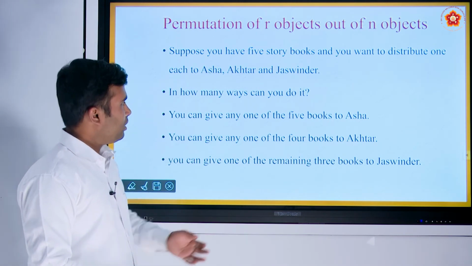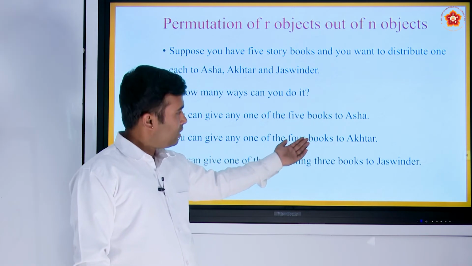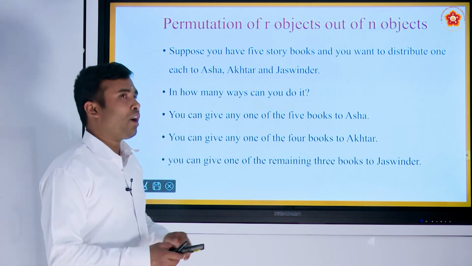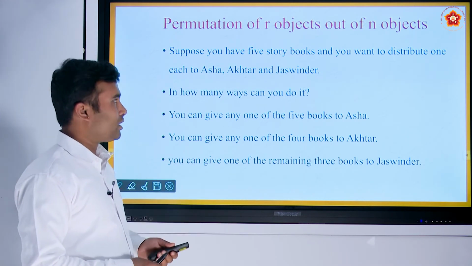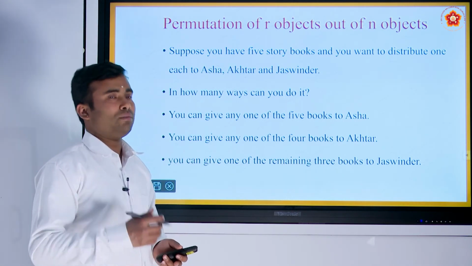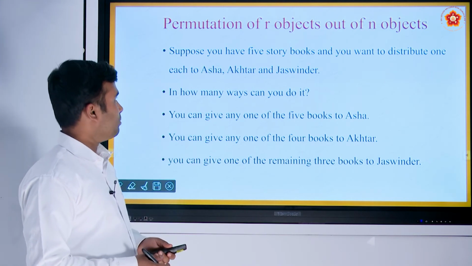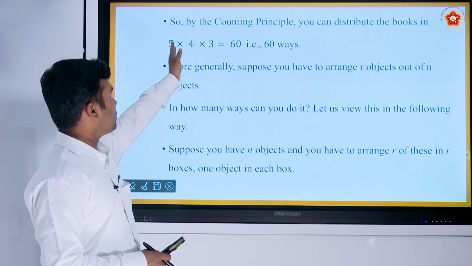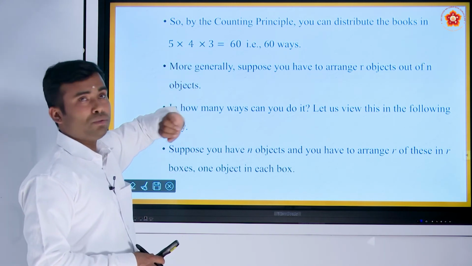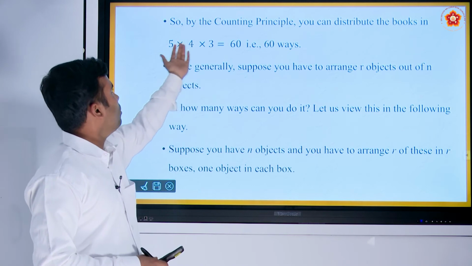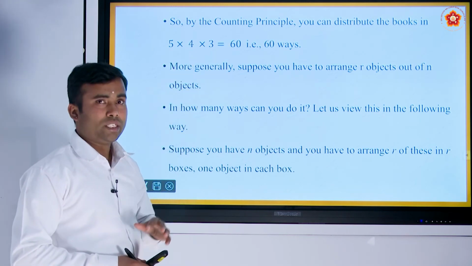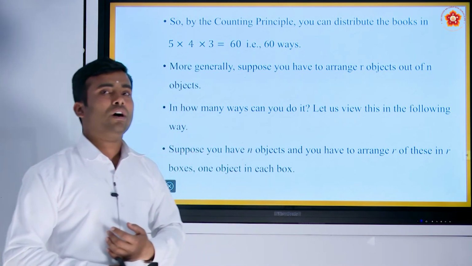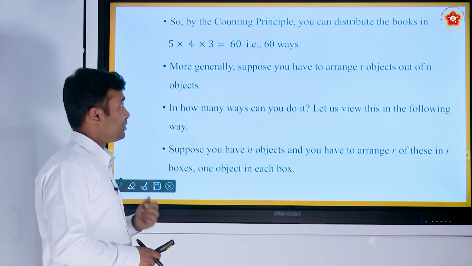So Asha got 5 ways, Akhtar got 4 ways, and Jaswinder got 3 ways. Then the total number of ways you can distribute one book to each of them is 5 to Asha, 4 to Akhtar, and 3 to Jaswinder. 5 into 4 into 3 is equal to 60. Therefore, you can distribute in 60 different ways to Asha, Akhtar, and Jaswinder.